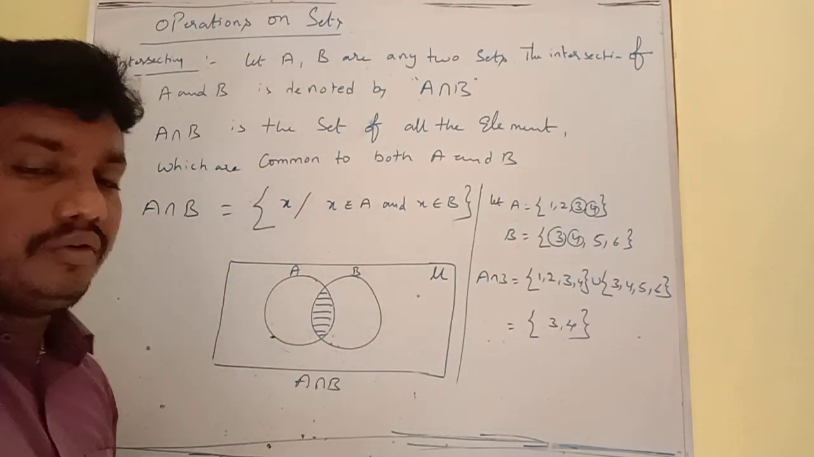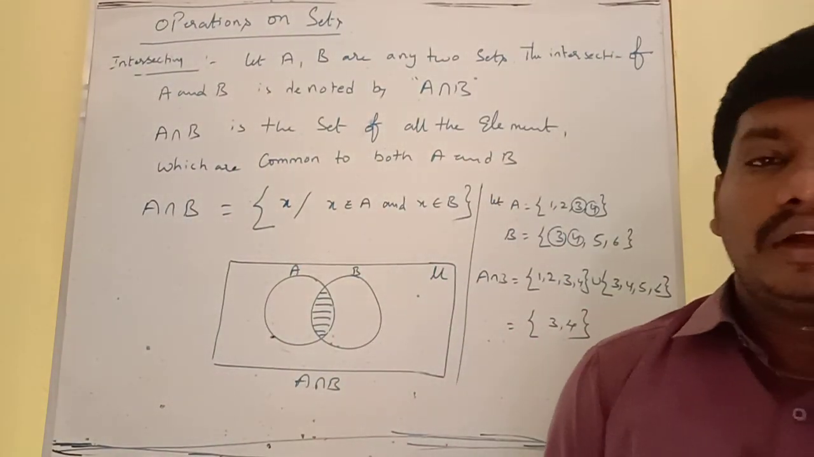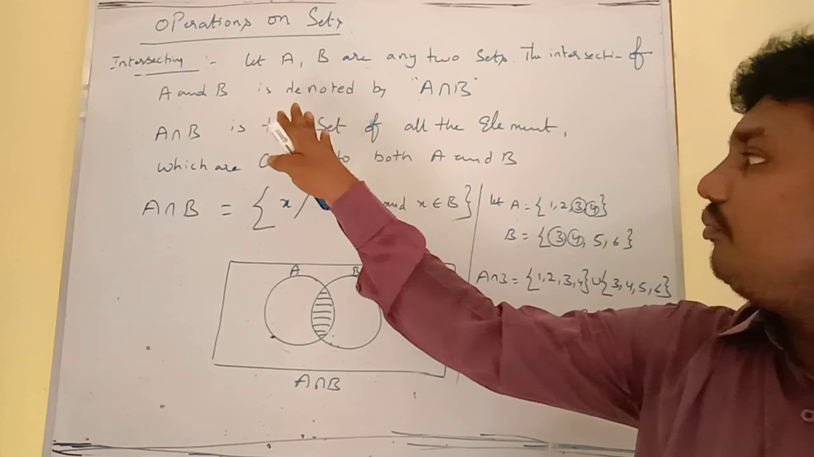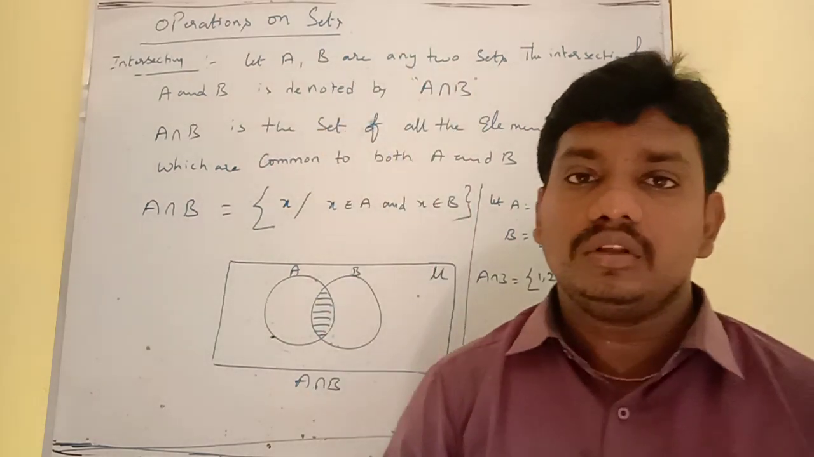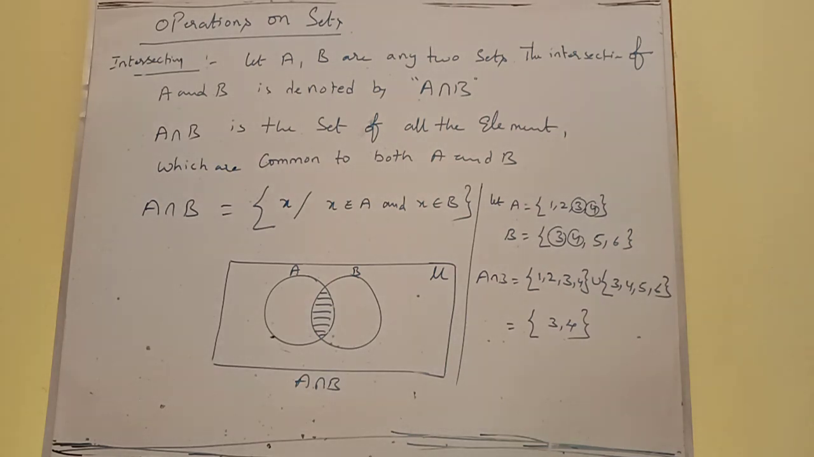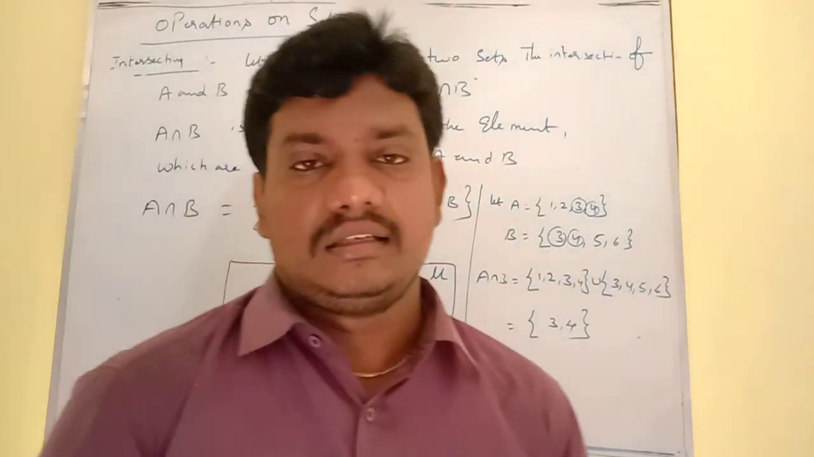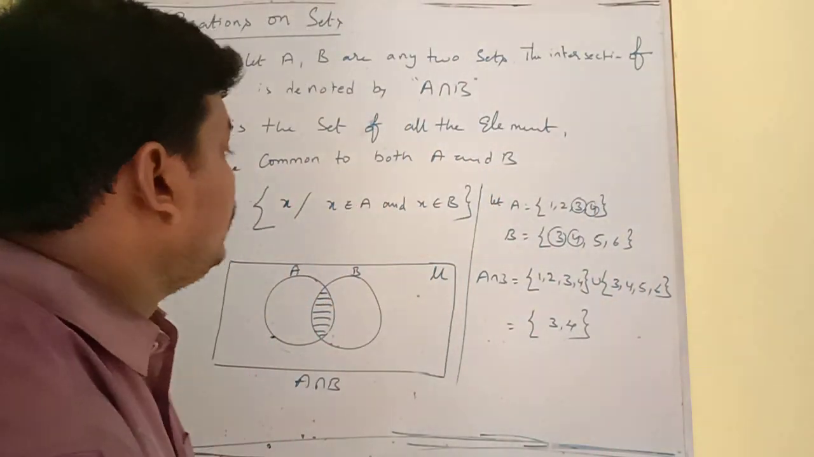Now you understood what is union and what is intersection. Intersection is nothing but the elements which are common to both. Both common elements. Right. Next we are going to consider, now, what are disjoint sets?